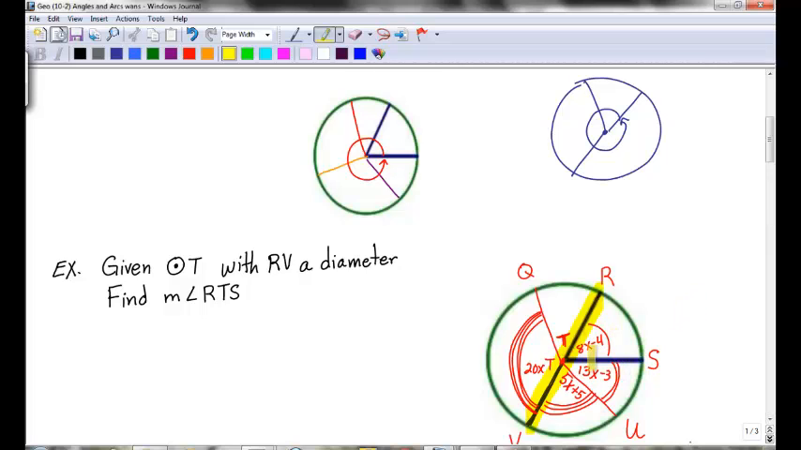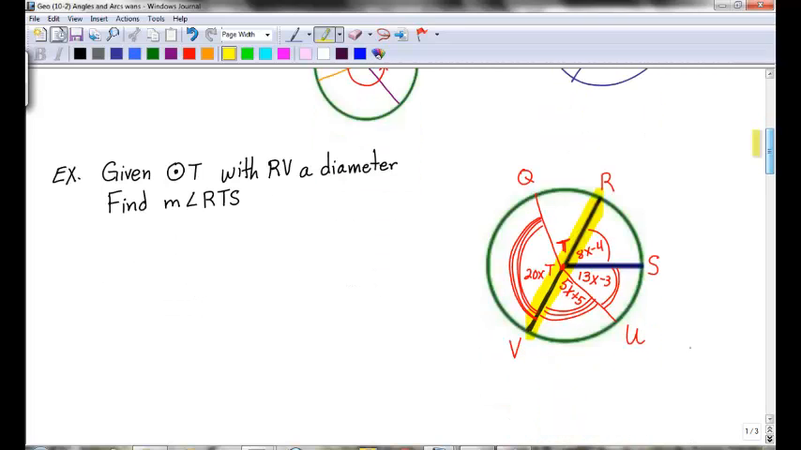So, label first. This angle is 8x minus 4. Angle STU is 13x minus 3. Angle UTB is 5x plus 5. And then this angle is 20x. How can I solve that problem?